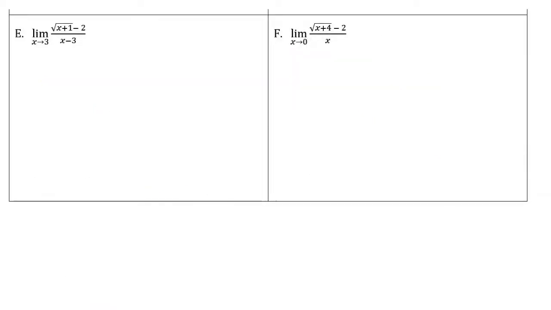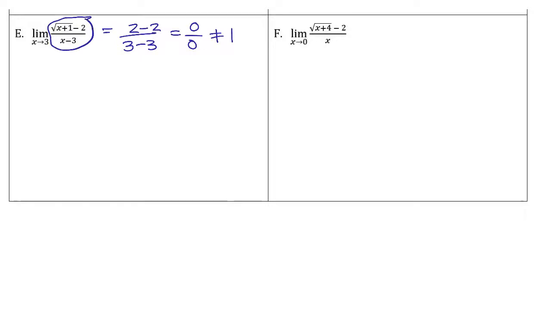Okay, with these problems, it looks like we might have to do some rationalizing. We can do some substitution first just to see. If we substitute in 3, it looks like we're going to get 2 minus 2 in the numerator and 3 minus 3 in the denominator. So we get 0 over 0 again, which is not 1. It's an indeterminate form. So down here, we're going to simplify this a bit.